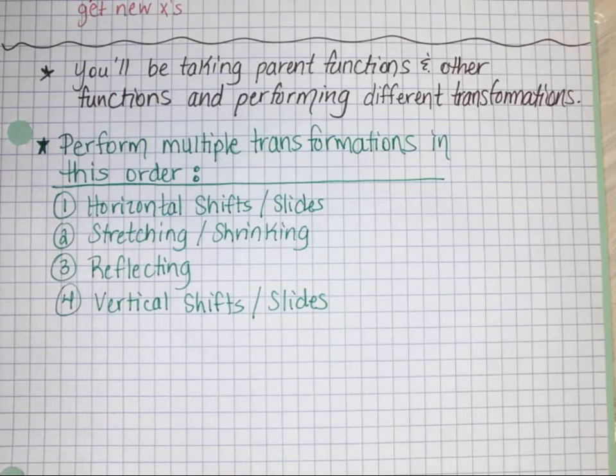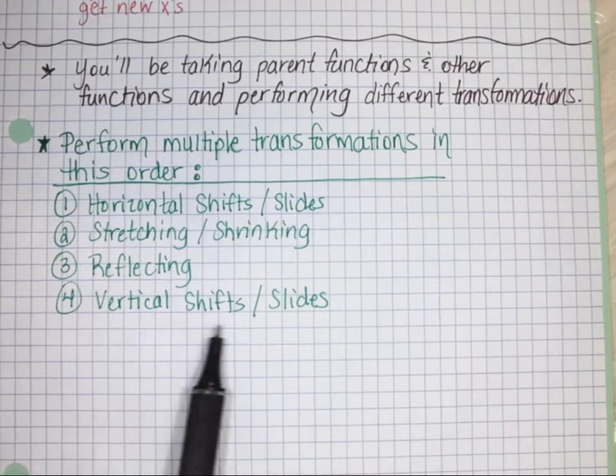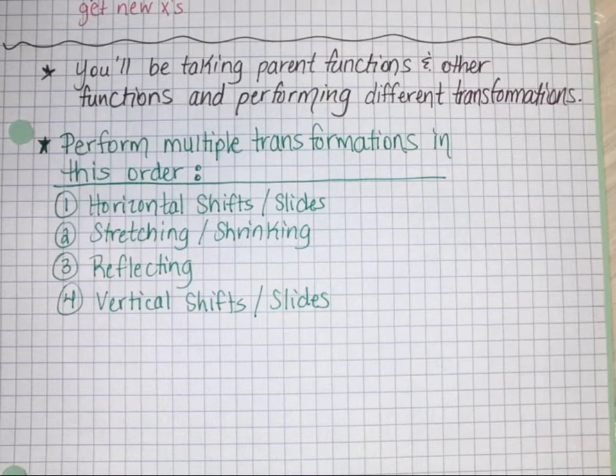Third, we do any reflecting over the y-axis or the x-axis. Remember, if your negative sign's out front, it gets reflected over the x. If the negative sign is inside with x, it gets reflected over the y-axis. Fourth, vertical shifts or slides. That's the last thing. So the last thing we're going to do is move our graph up and down and add or subtract to our y-coordinates.